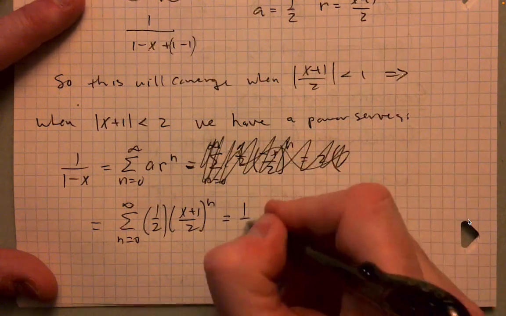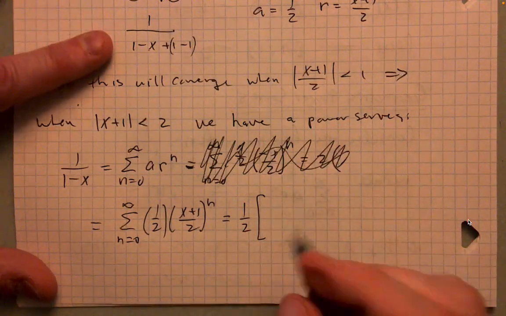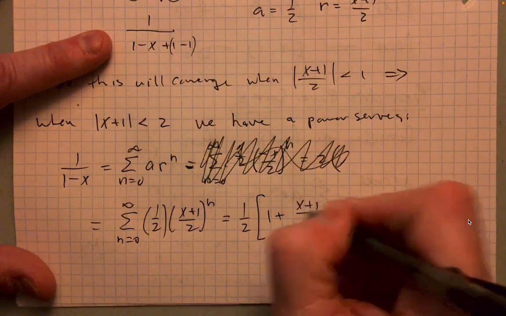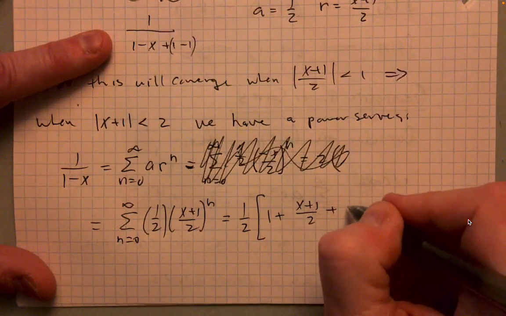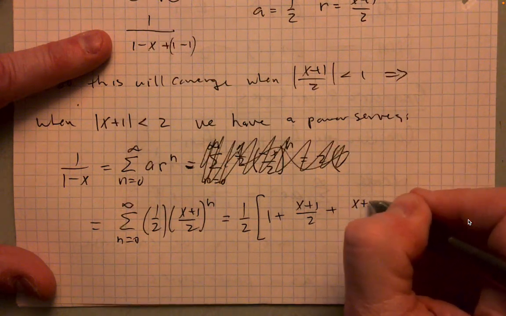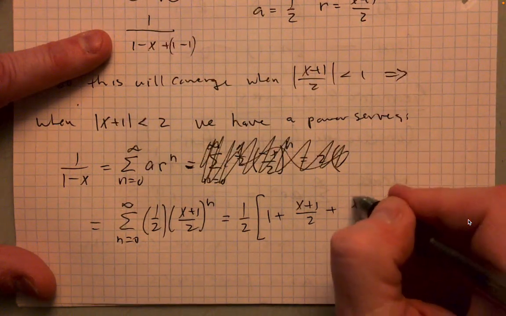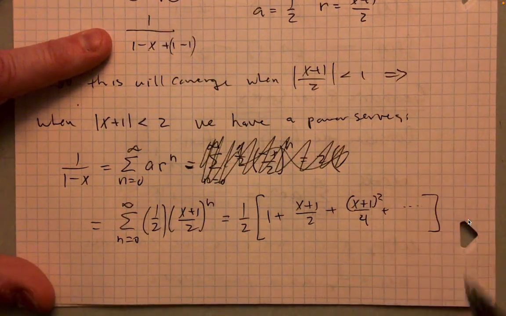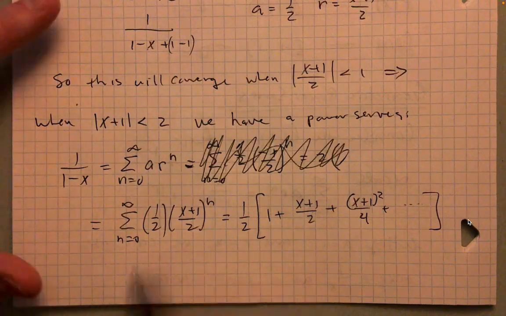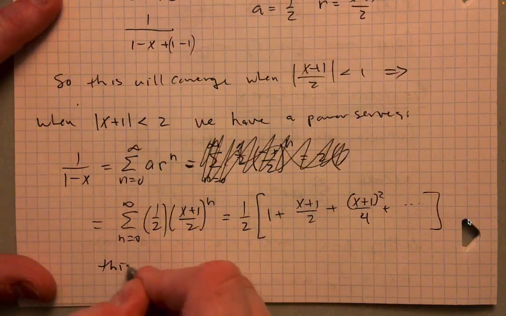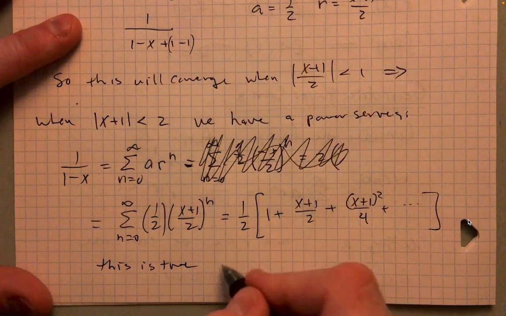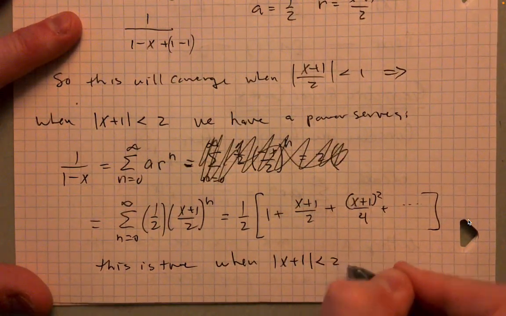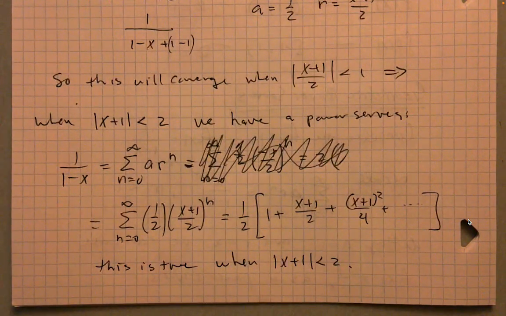And so you could expand this, right? This is basically 1/2 times 1 plus (x plus 1) over 2 plus (x plus 1) squared over 4 plus dot dot dot. Okay. And this is true whenever the absolute value of x plus 1 is less than 2.